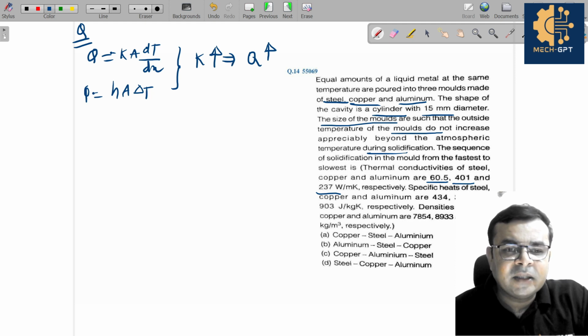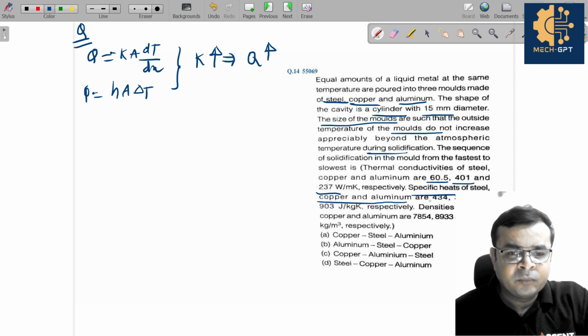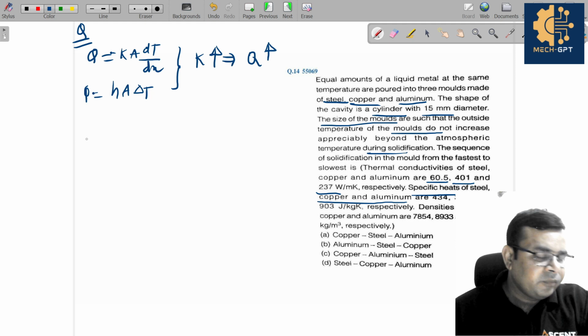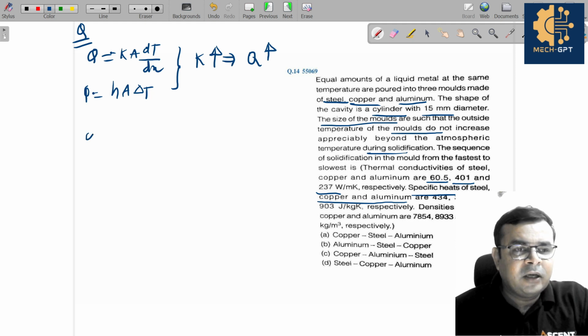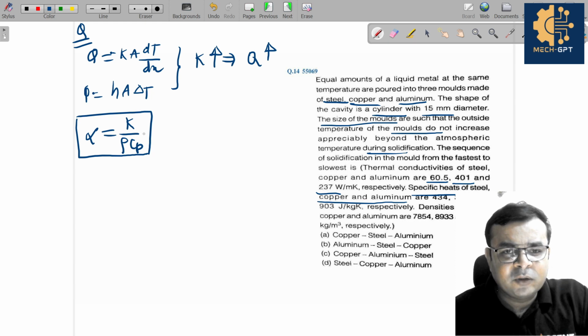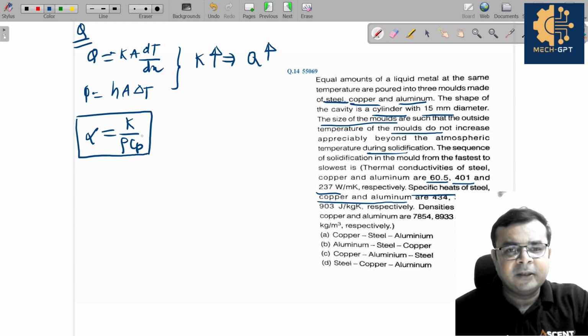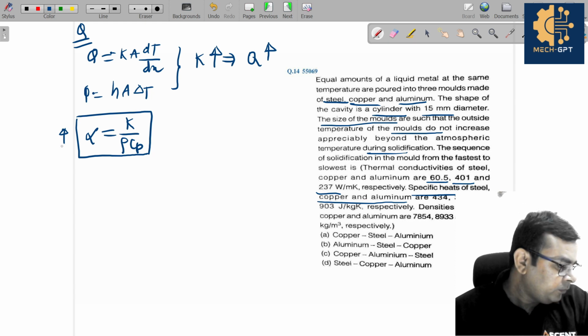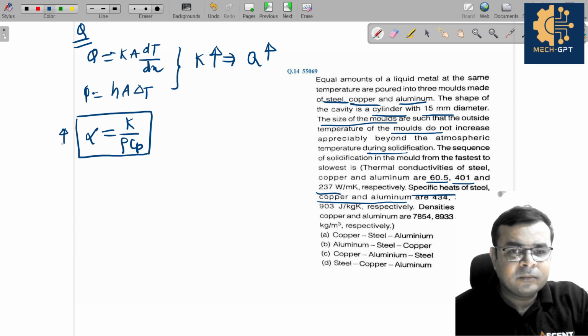Along with this, you can see the specific heat of the steel, copper, and aluminum are also given here. Correct? Density is also given here. So alpha is nothing but K by rho Cp. Alpha is the thermal diffusivity. Alpha is equal to K by rho Cp. Is it clear? The higher the thermal diffusivity, the higher will be the heat transfer rate. Yes or no?